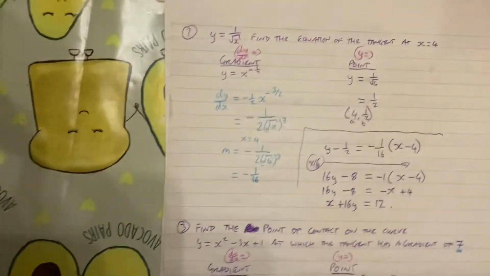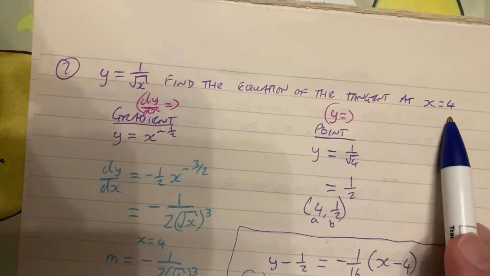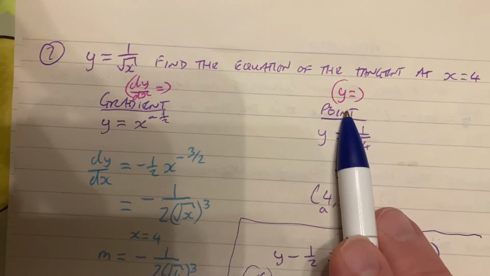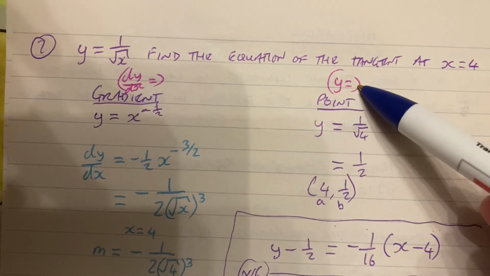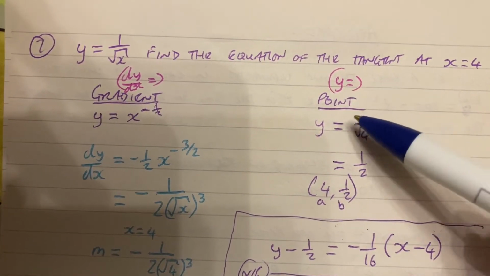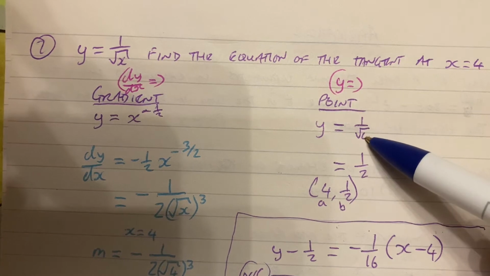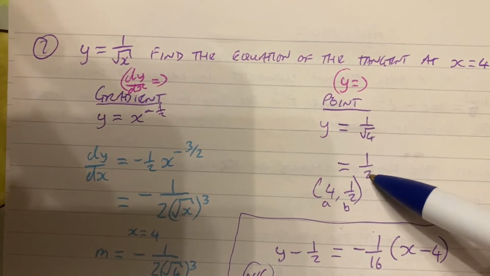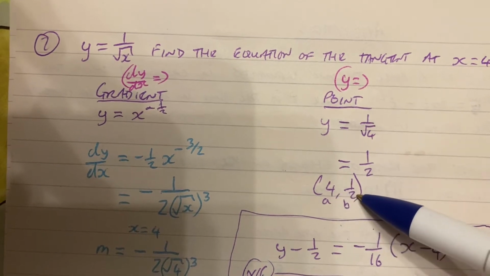Looking at another example, this time we've only been given the x coordinate. So we need to find the gradient of the point. So I'll do the point first. So the point is the y equals equation. So y equals 1 over root x. So 1 over root 4, which is 1 over 2, so a half. So our point is (4, a half).